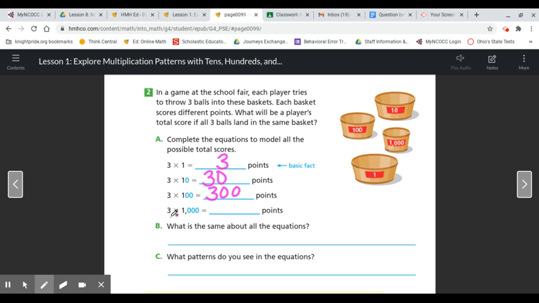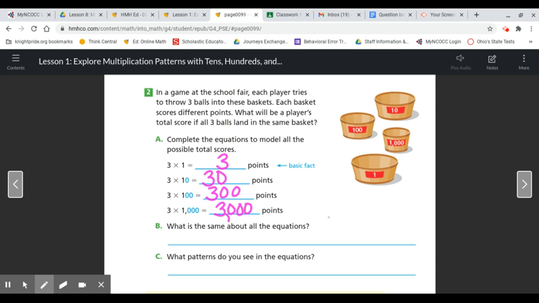Okay, then the last one is 3 times 1,000. So we have our basic fact again of 3 times 1, which is 3. And then in that factor, there are 1, 2, 3 zeros. So our product is going to have 1, 2, 3 zeros, which means 3 times 1,000 would be 3,000 points.